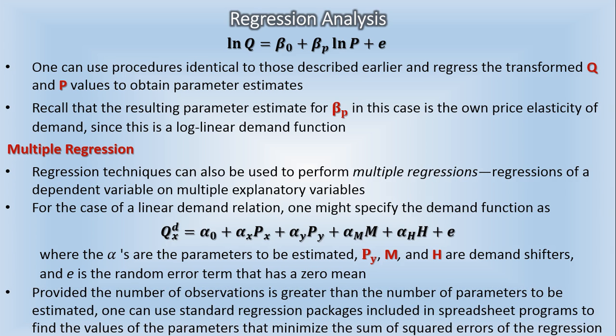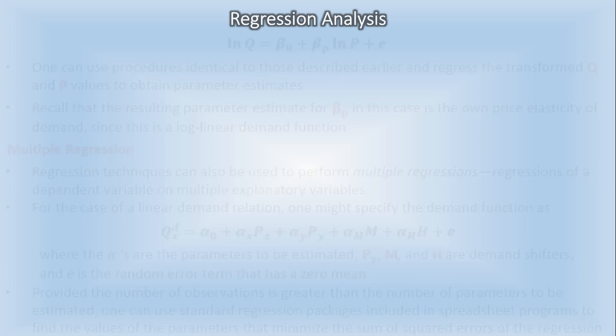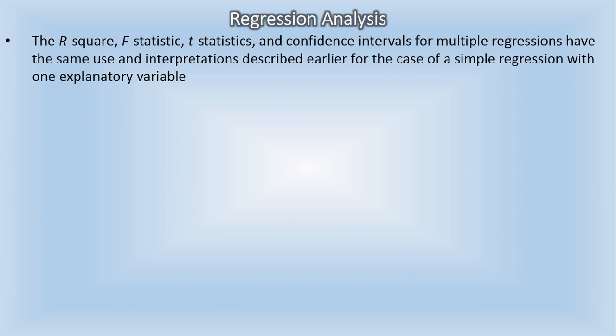So provided the number of observations is greater than the number of parameters to be estimated, so you need more observations than, in this case, 5 parameter estimates. So as long as you have at least 6 data points, one can use standard regression packages included in spreadsheet programs to find the values of the parameters that minimize the sum of squared errors of the regression. The R square, the F statistic, the T statistics, and confidence intervals for multiple regressions have the same use and interpretation described earlier for the case of a simple regression with one explanatory variable. So everything from the simple case translates to the more complicated case.